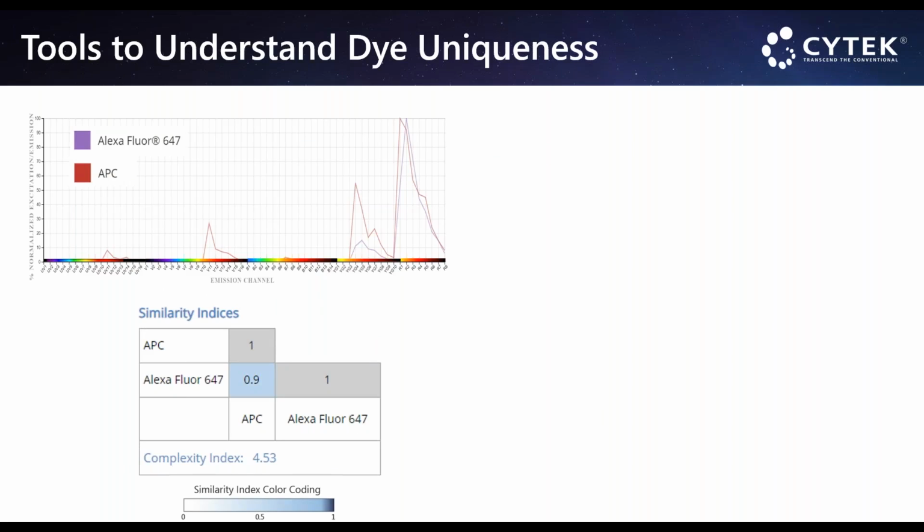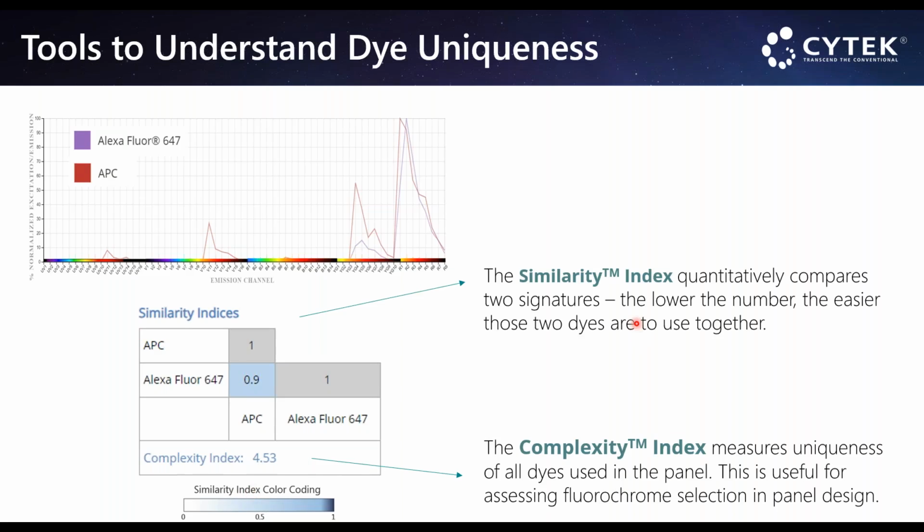So in addition, both in our software and online, we have spectrum viewers, which provide indices like the similarity index or the complexity index. The similarity index is a quick way to determine how similar 2 dyes are to one another when looking across the entire signature. And the lower the number, the more dissimilar those 2 dyes are, so the easier it will be for you to combine these 2 dyes together in a panel.